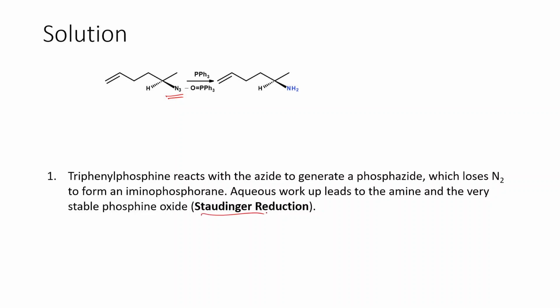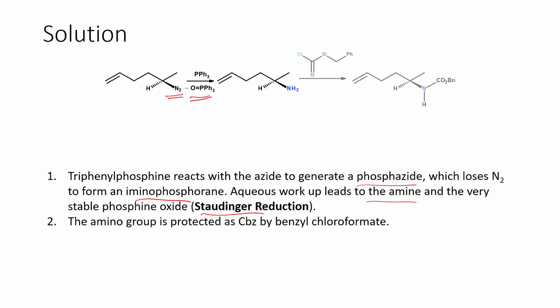So this is nothing but a Staudinger reduction reaction. Here the triphenylphosphine reacts with the azide unit, and that gives a phosphazide which loses a nitrogen molecule to form an iminophosphorane. That iminophosphorane on aqueous workup leads to the corresponding amino derivative. The other product that will be formed is triphenylphosphine oxide, which is a stable product. So this is the driving force for this particular reduction reaction, and now the amino unit is protected as the Cbz unit using benzyl chloroformate. So this is the second step. So we end up with the intermediate A.